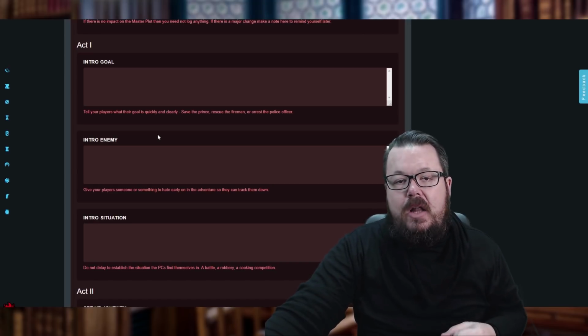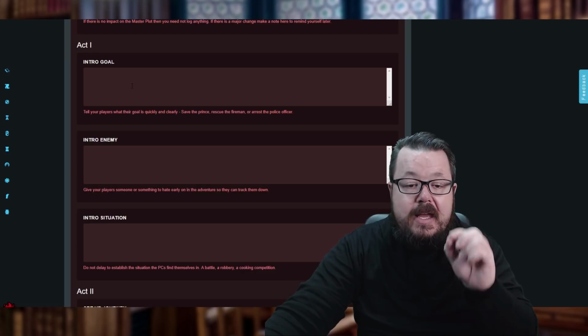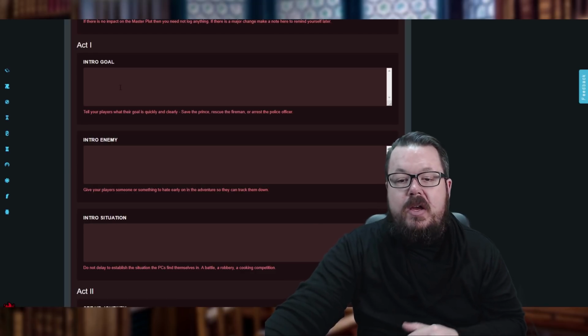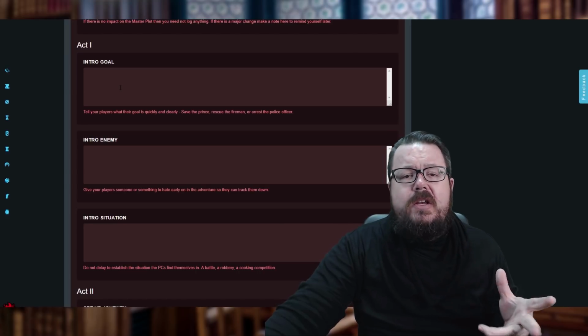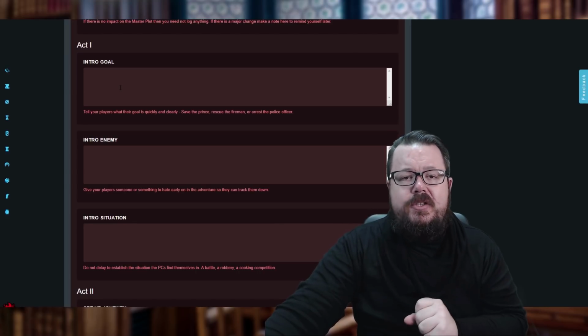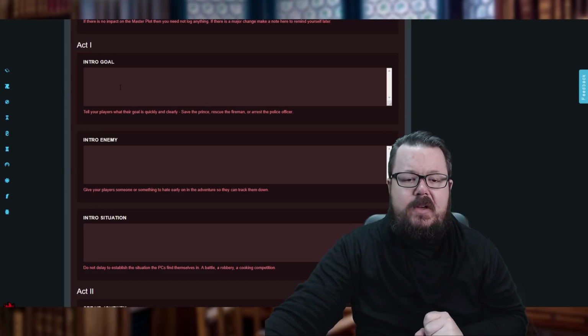We now know the goal. How do we deliver that? How do we do that? That's where we make these notes here. We say, right, this is the old noble who beseeches the party to deliver the daughter to the tower on the other side of the kingdom.